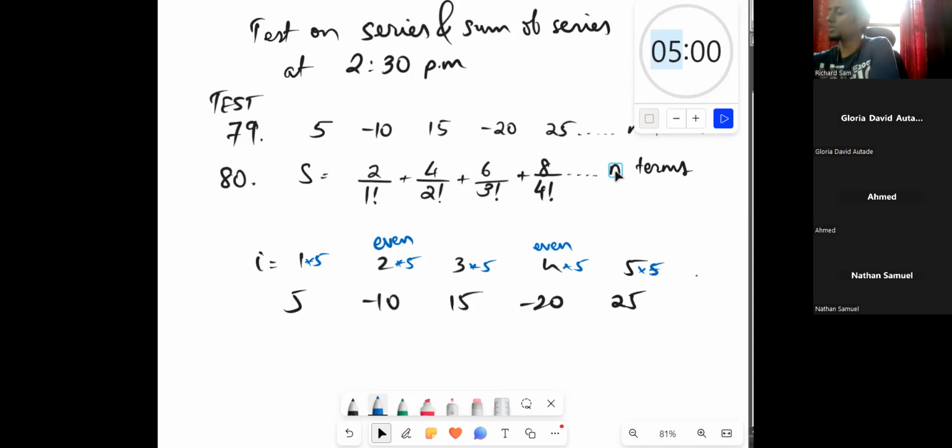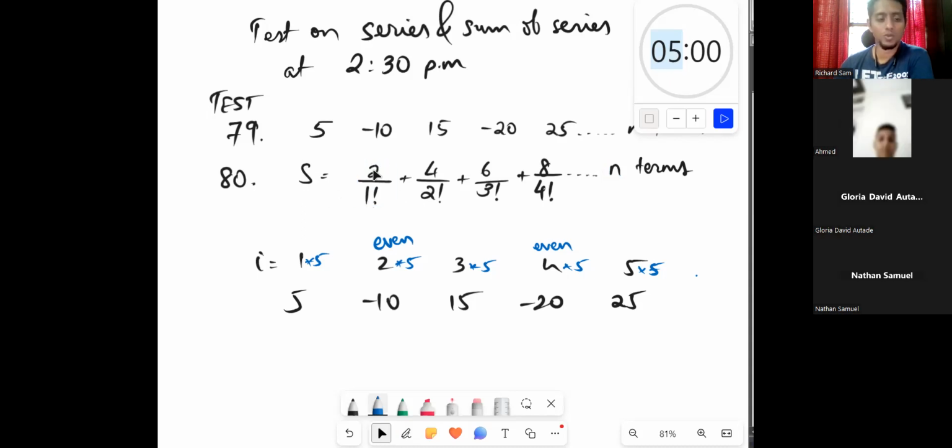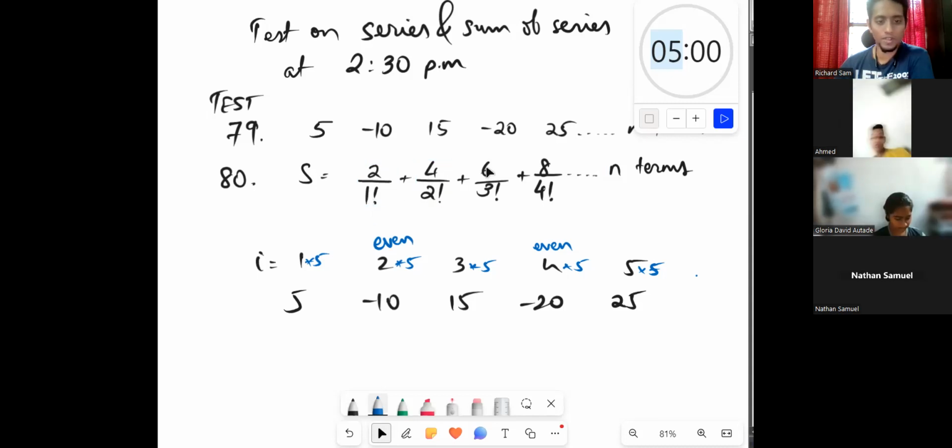Just show total, let me write. Okay, let me explain this one. So this is a sum of series, and in the denominator you can see one. Where are you all? Gloria, Ahmed, Nathan, put your cameras on. It's 2 upon 1 factorial plus 4 upon 2 factorial plus 6 upon 3 factorial. So in the denominator you can see we are finding factorial.